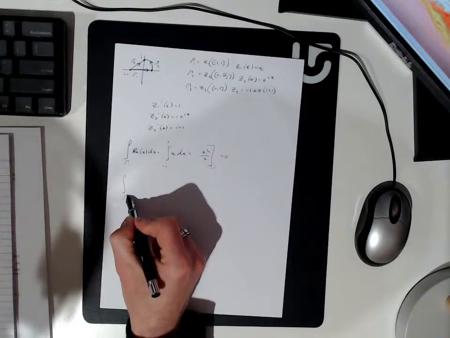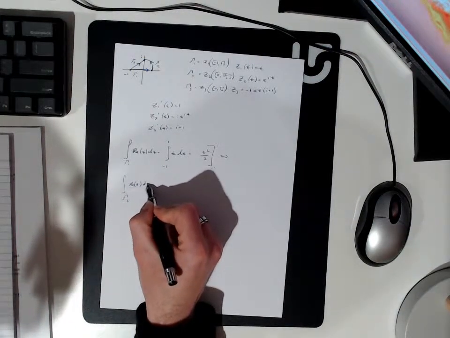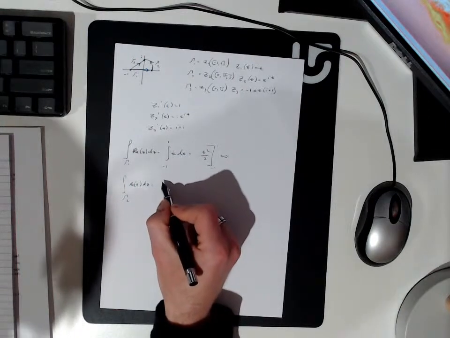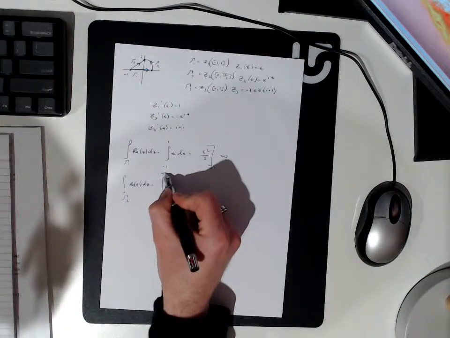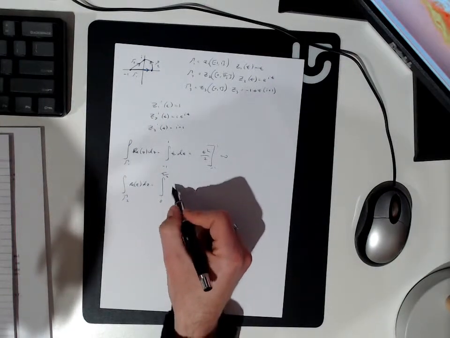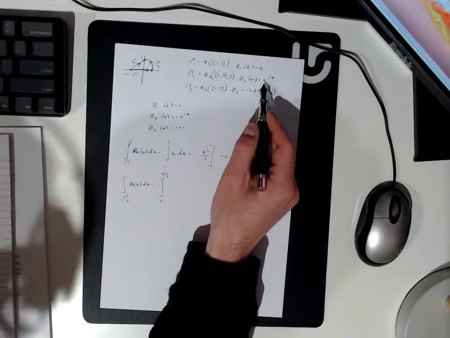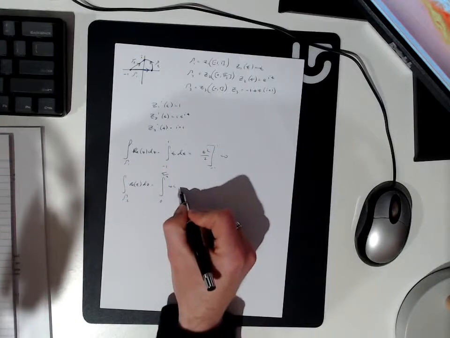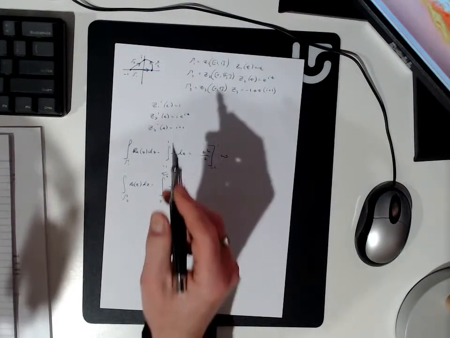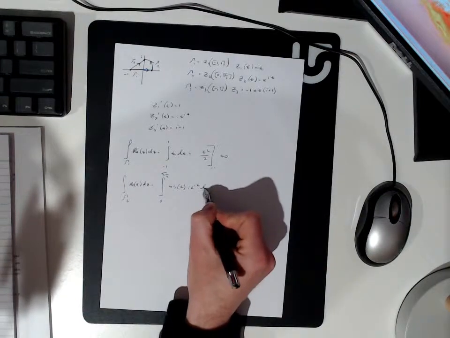The integral over gamma 2 of the real part of z dz is equal to the integral from 0 to pi over 2 of the real part of this. The real part of this is cos of t, and then times by the derivative, which is i e^(it) dt.